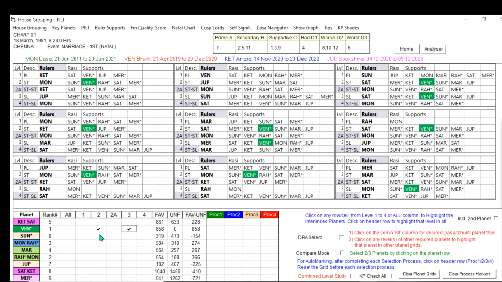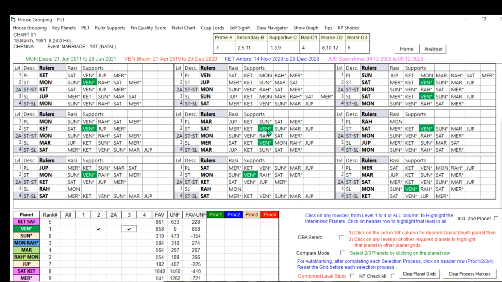You would have seen that when I click this, wherever Venus is coming for all planets, they will get highlighted. First we have to give importance to the rulers column, because the planet I select as the star lord, second level, sub lord, third level, which come straight away, will be shown under the ruler column. But the planets which are present in the support columns will also get the color highlighted.